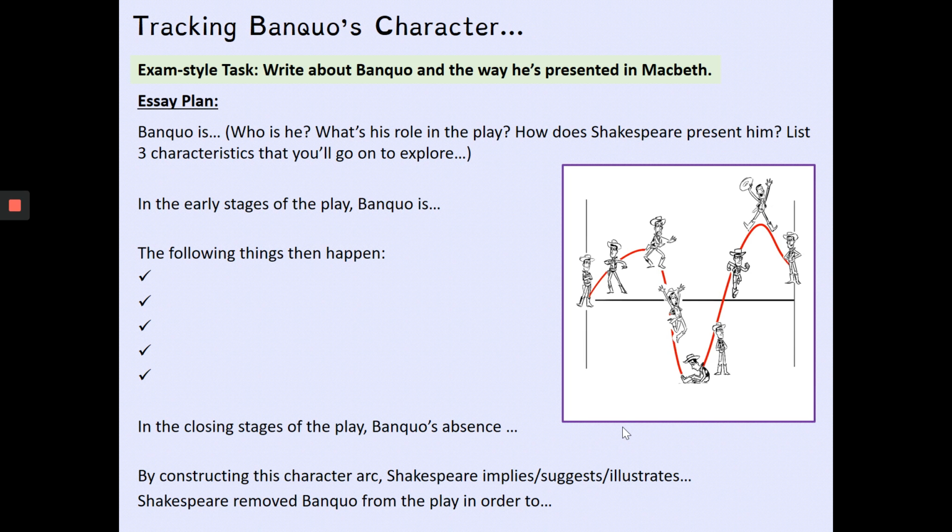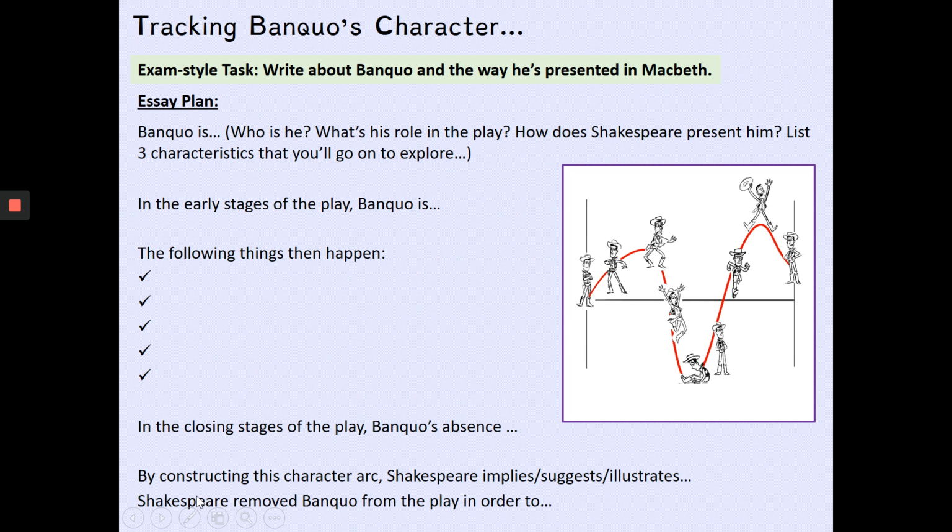Okay. And then finally, this is your kind of evaluation. So you might look to copy and complete these last 2 sentences. So by constructing this character arc, by building this character development, Shakespeare implies or suggests what? So basically, what's the point of Banquo's character development?